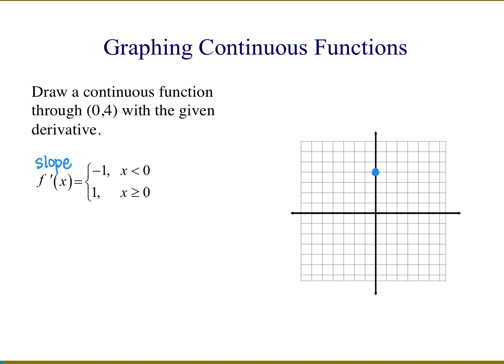Now that I've got (0, 4) as my point, I need to have a graph that has a slope of -1. That slope coming down has a slope of -1 approaching that point (0, 4). And then after that point (0, 4), I need to have a slope of +1. I switch slopes because the value switched constant values, and now I'll have a slope of +1. So I've created an absolute value.